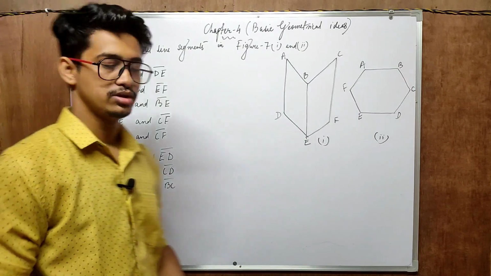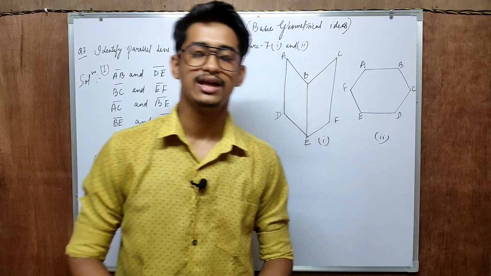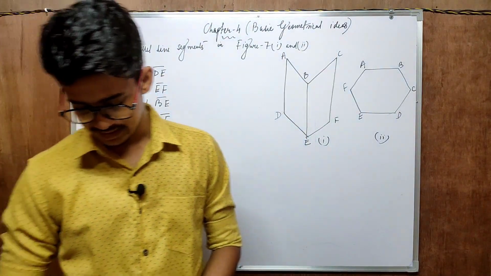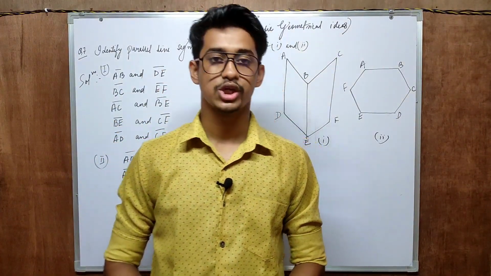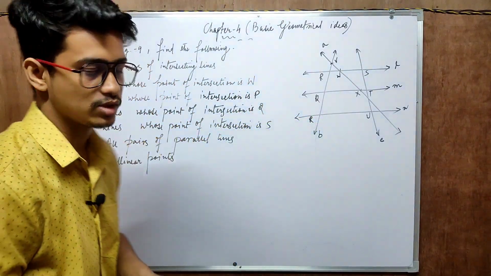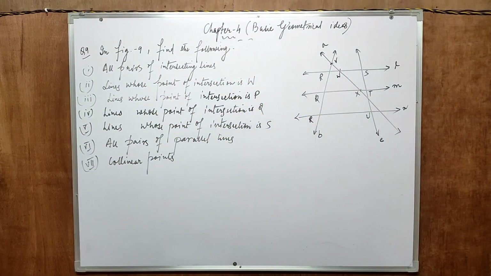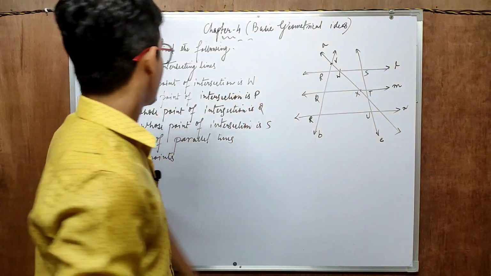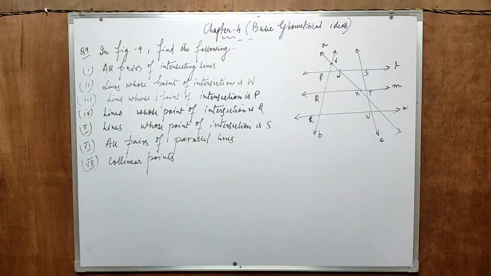So let's move to the last question of today's session, that is question number 9. Alright, so we are coming toward the end of this session. Here question number 9 is saying that in figure 9, this is the figure, find the following: all pairs of intersecting lines.